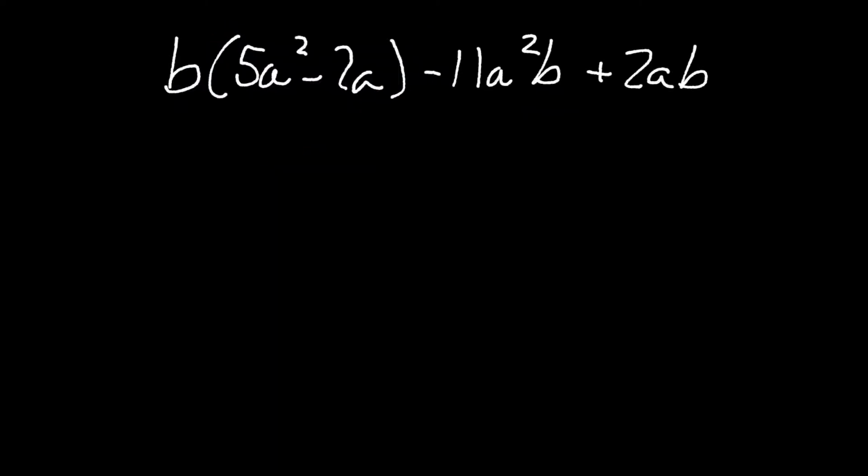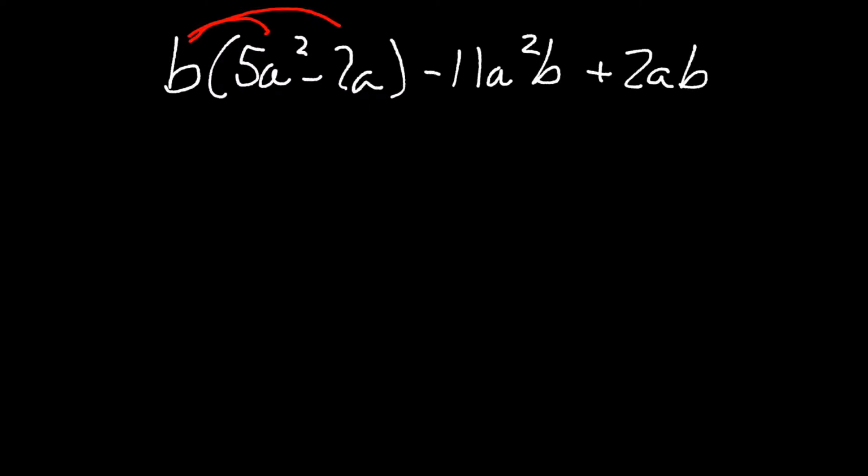Alright, for this example now, look at what we have. We have b times the quantity 5a squared minus 2a, minus 11a squared b plus 2ab. And at first glance, we do not have any common terms. I have a b, an a squared, an a squared b, and an ab. So nothing is the same. But I have a distributive property set up right here. I can multiply b into these parentheses, and maybe we'll get some common terms there.